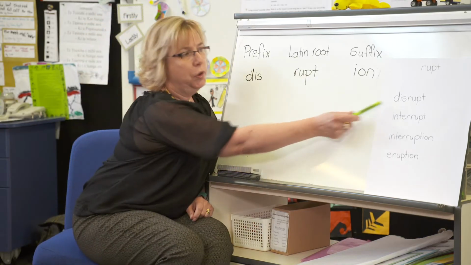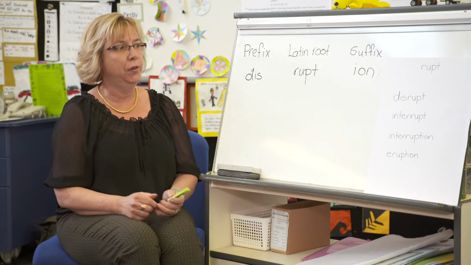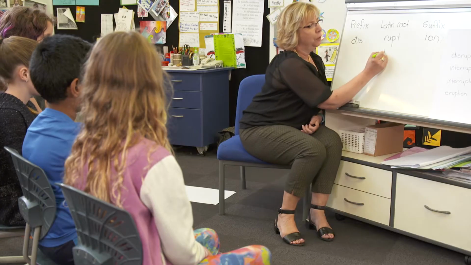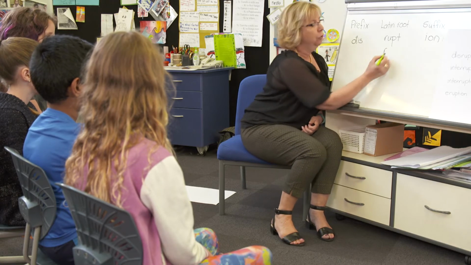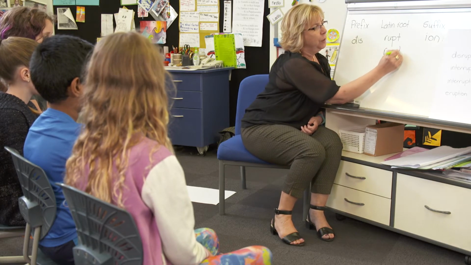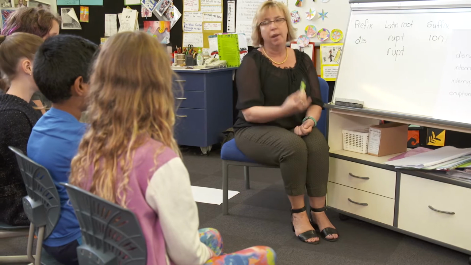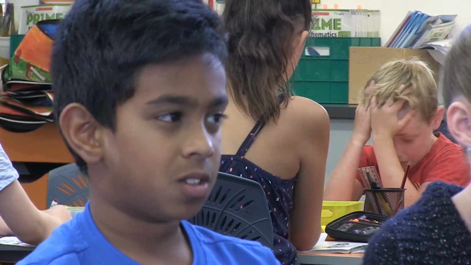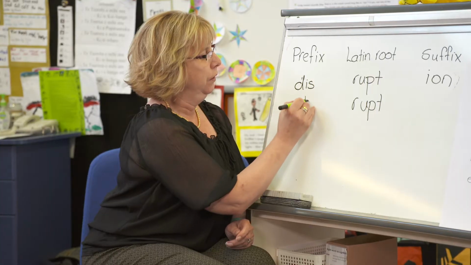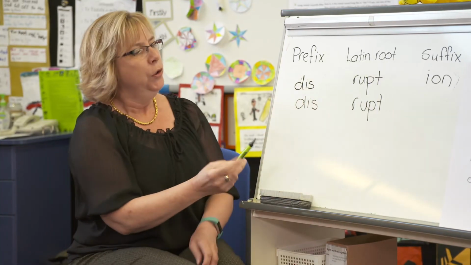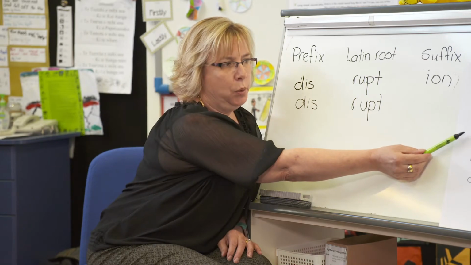If we look at the word disrupt, what is our root word, Shazad? Rupt. Rupt, yeah. So all of these are going to have the same root word, aren't they? So if we just look at disrupt, it has a prefix but not a suffix. So what would our prefix be? Dis. Perfect. Okay.